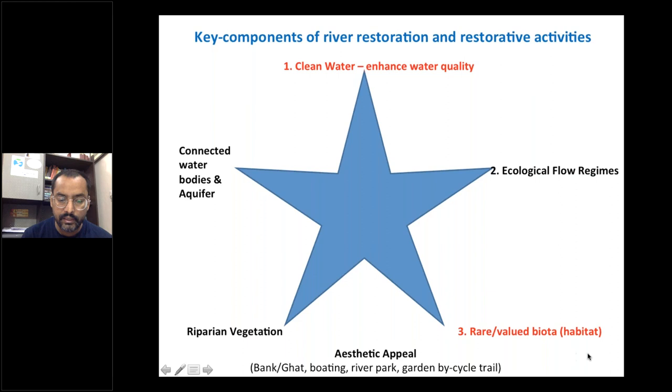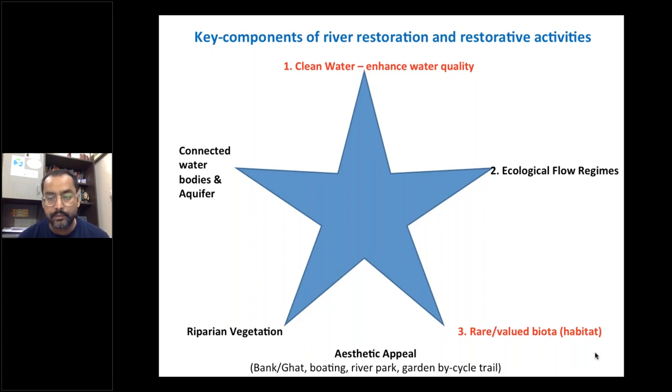And the aesthetic appeal, basically, is more a concern of the town planning communities. They want the river park and gardens and cycle trails and all those things. But as an environmentalist, these are add-ons which we want to put into our urban stretch.